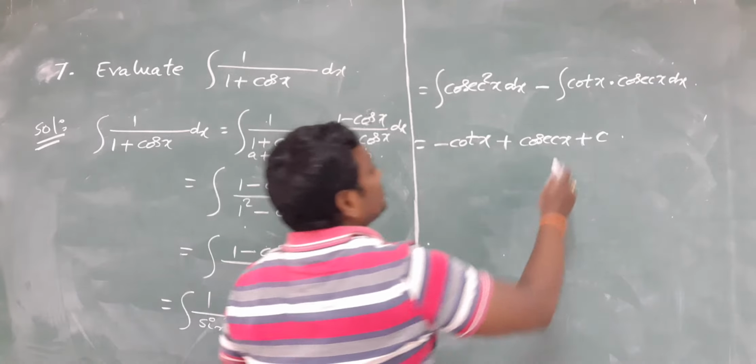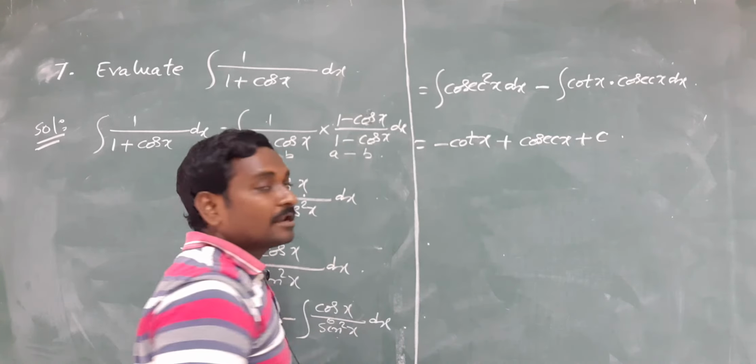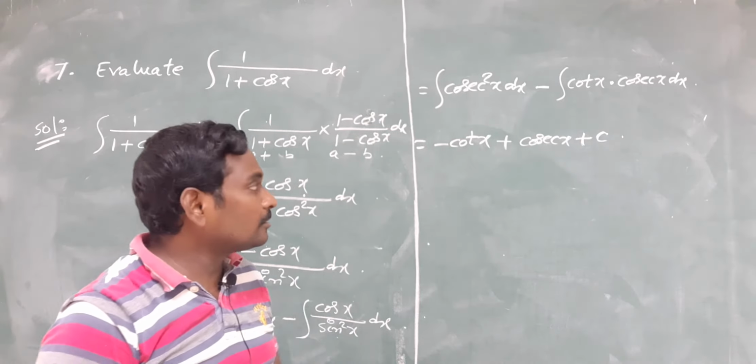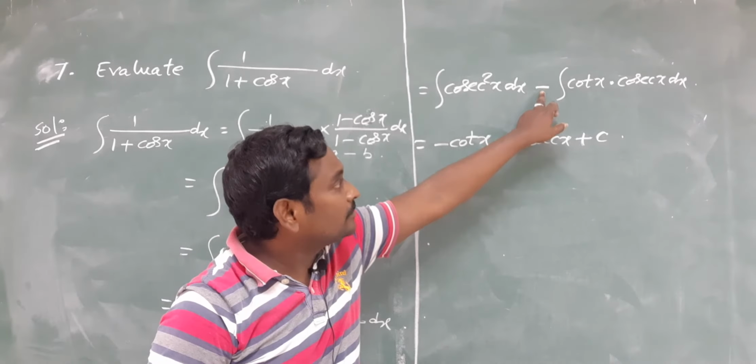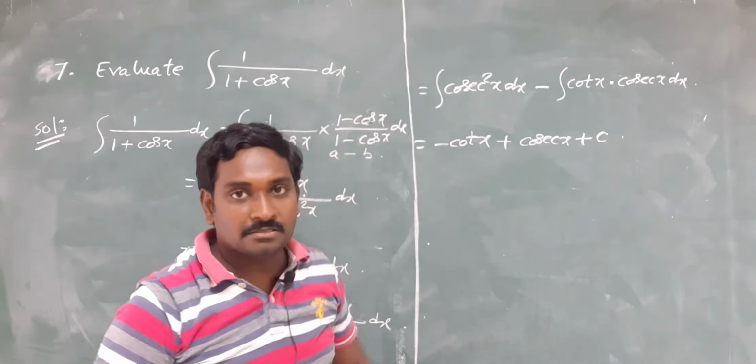Once check the list of formula. Integral of cosecant x into cot x is equal to minus cosecant x. Already there is a negative sign between them, so minus of minus plus.